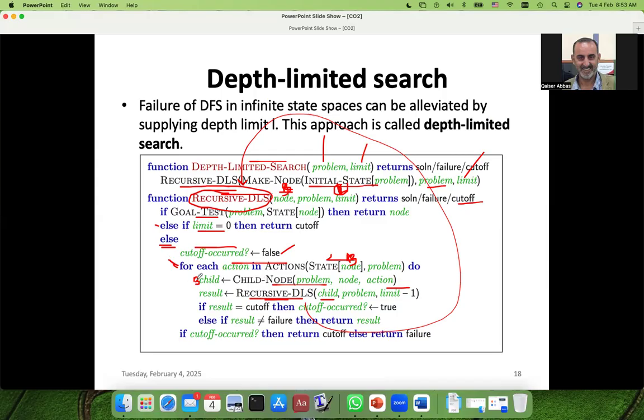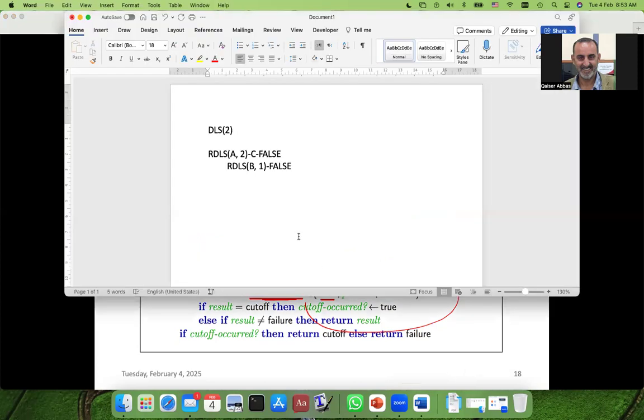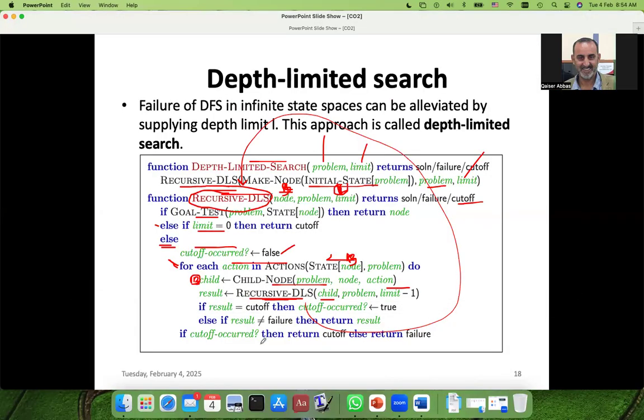So now we are taking the first child, which is D, recursive DLS, and we are calling it with D, and limit is 1 minus 1, 0. So D and 0. Okay, so it is another call under B, recursive DLS, D and 0. Another call.